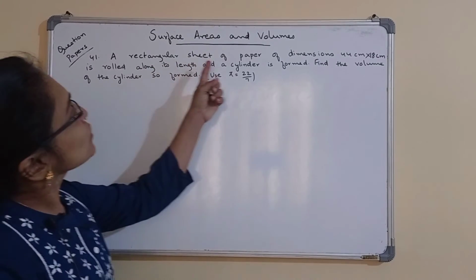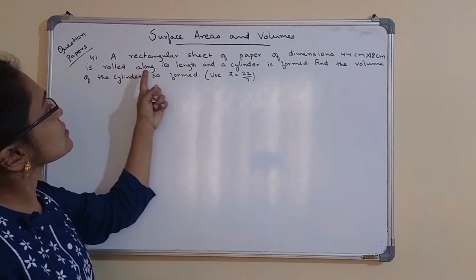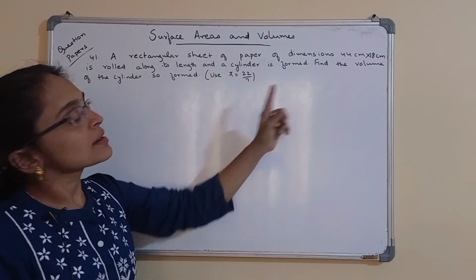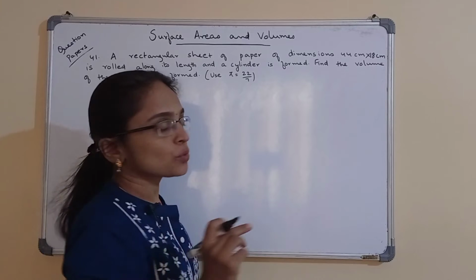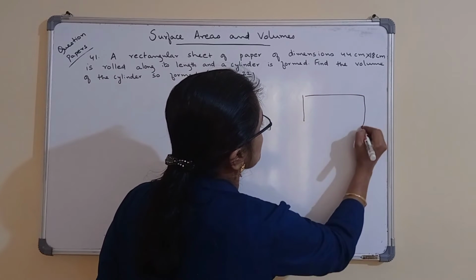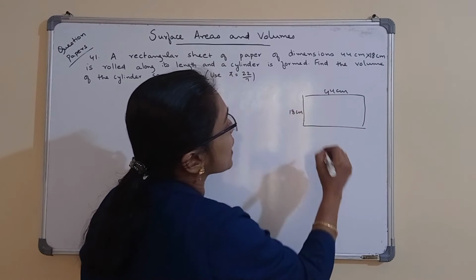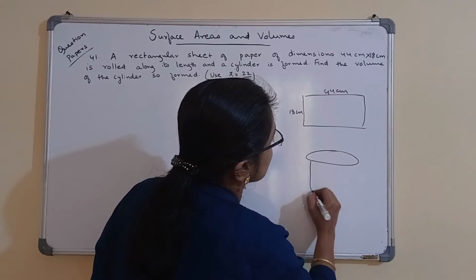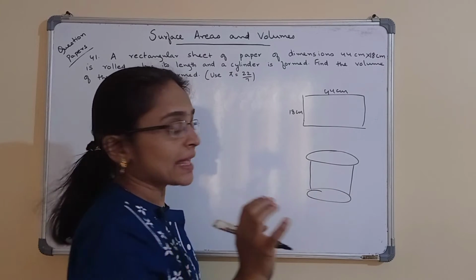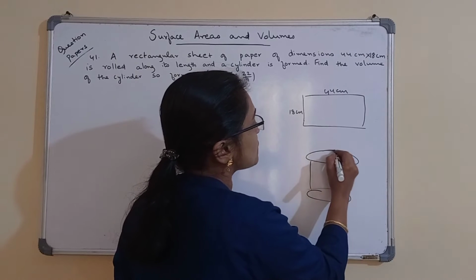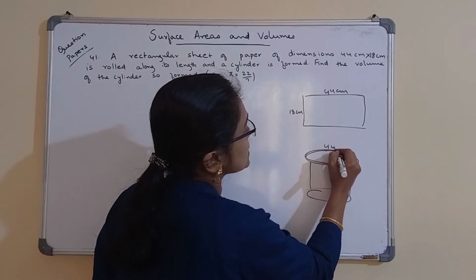Next question. A rectangular sheet of paper of dimensions 44 cm by 18 cm is rolled along its length and a cylinder is formed. Find the volume of the cylinder so formed. Use pi equal to 22 by 7. So a rectangular sheet is there which is 44 cm by 18 cm and it is rolled to a cylinder. And along its length it is given that, so this circumference will be 44 centimeter.